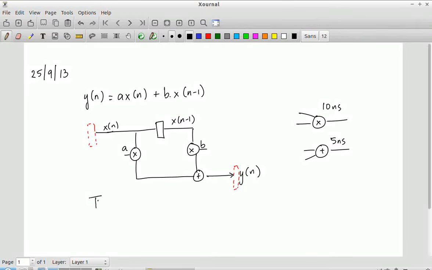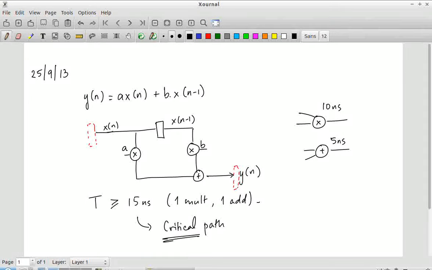Okay. So under this condition, the operating clock period that can be used for this must be greater than or equal to 15 nanoseconds. This is the critical path. The critical path is the term used to indicate the longest combinational path through the circuit. The time that you give for the clock must be greater than that longest combinational path, so that the data can get computed correctly.